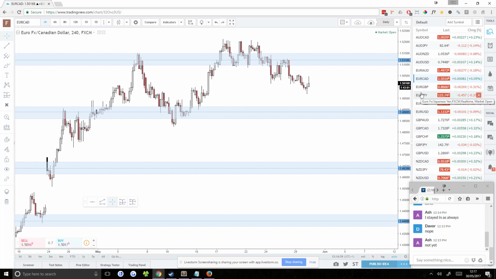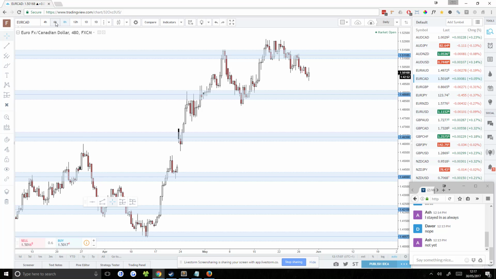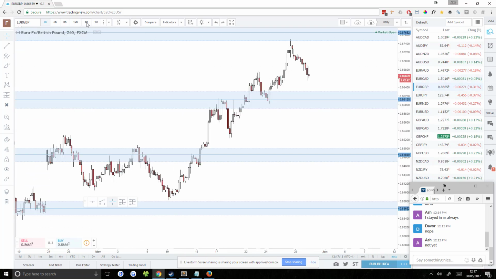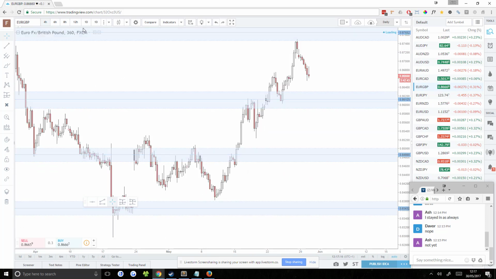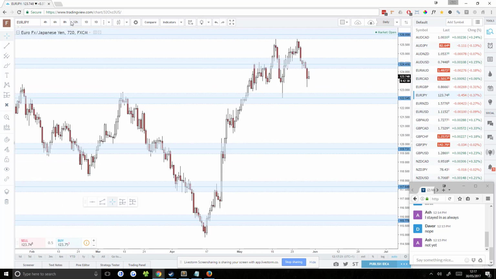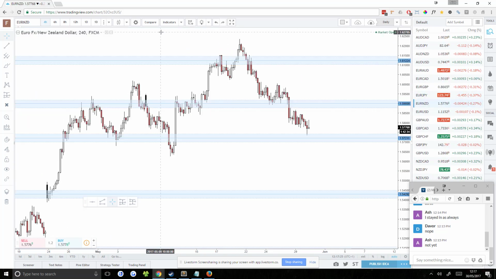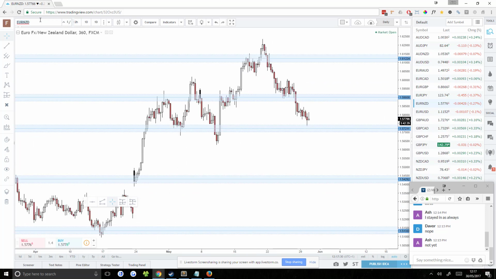Euro CAD, what is up with Euro CAD? It's just stuck between support resistance areas, isn't it? So nothing really. Euro GBP, what's up with Euro GBP? Again, stuck between two support resistance areas. Nothing interesting really going on. Euro JPY, stuck in between two support resistance areas. Nothing interesting going on. Euro New Zealand, same thing it looks like. Well, let's just blitz through these pairs.